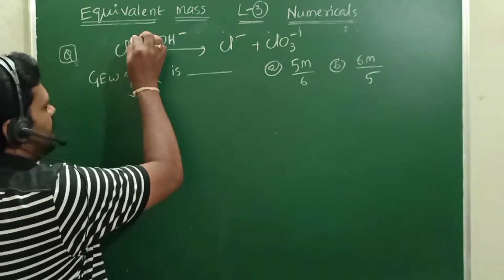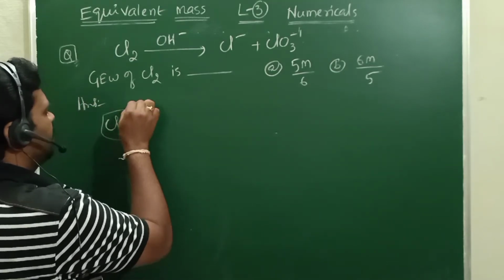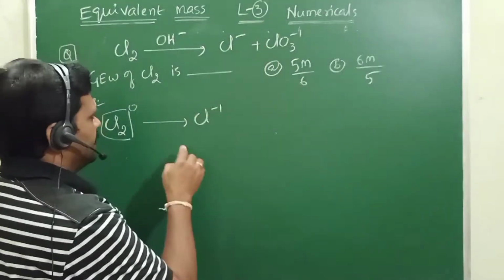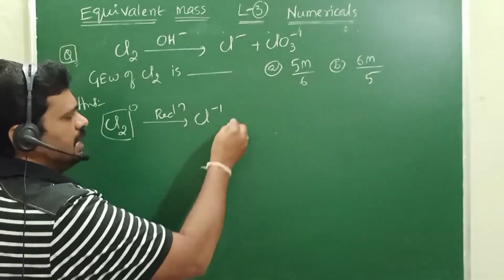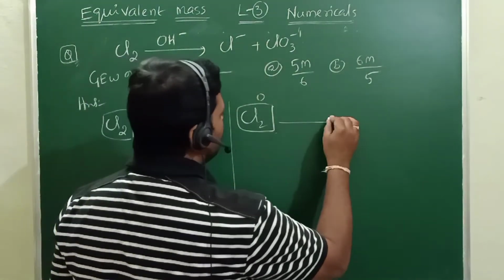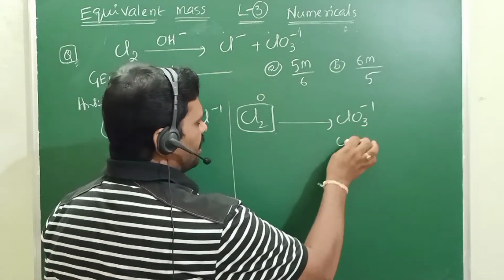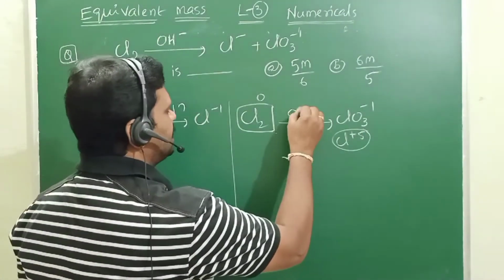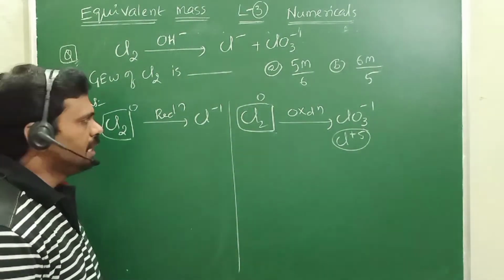Now here Cl2. If you go to the answer, Cl2, here the oxidation number of the chlorine is 0 and this is Cl minus 1. 0 to minus 1, it is a reduction. The process is what? Reduction. And the next one is that same chlorine Cl2, oxidation number is 0, and ClO3 minus 1, chlorate ion. Here the chlorine oxidation number is plus 5 after calculation. Now this process is the oxidation. Why? Because 0 to plus 5, increase of the oxidation number.